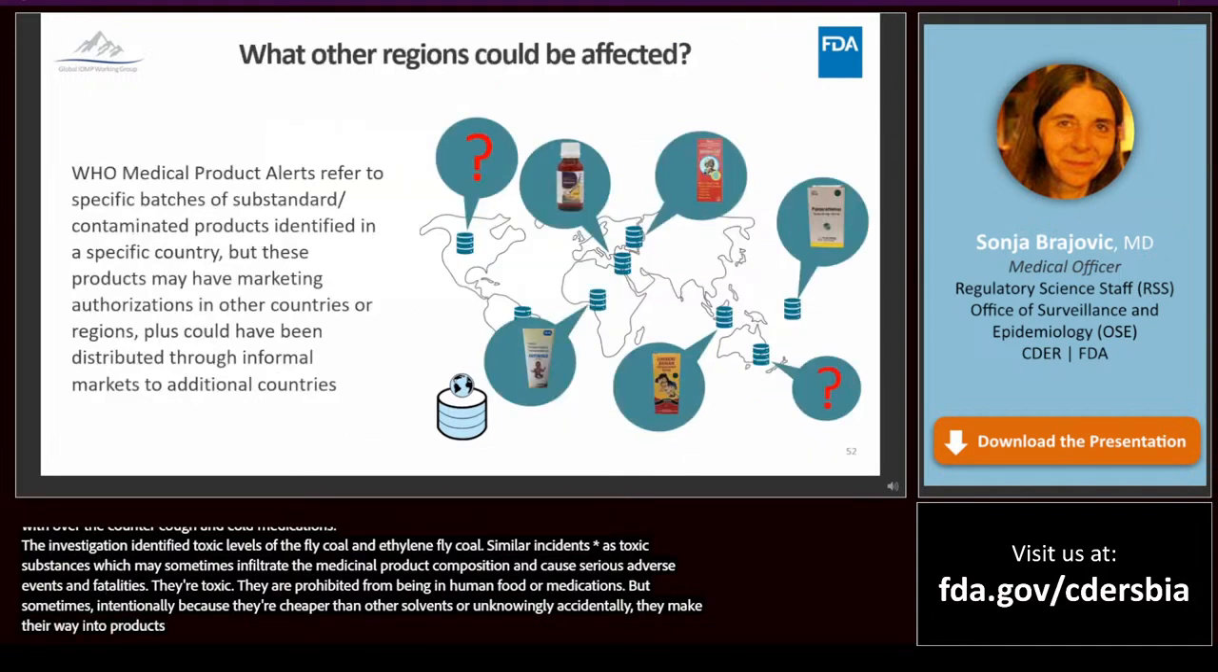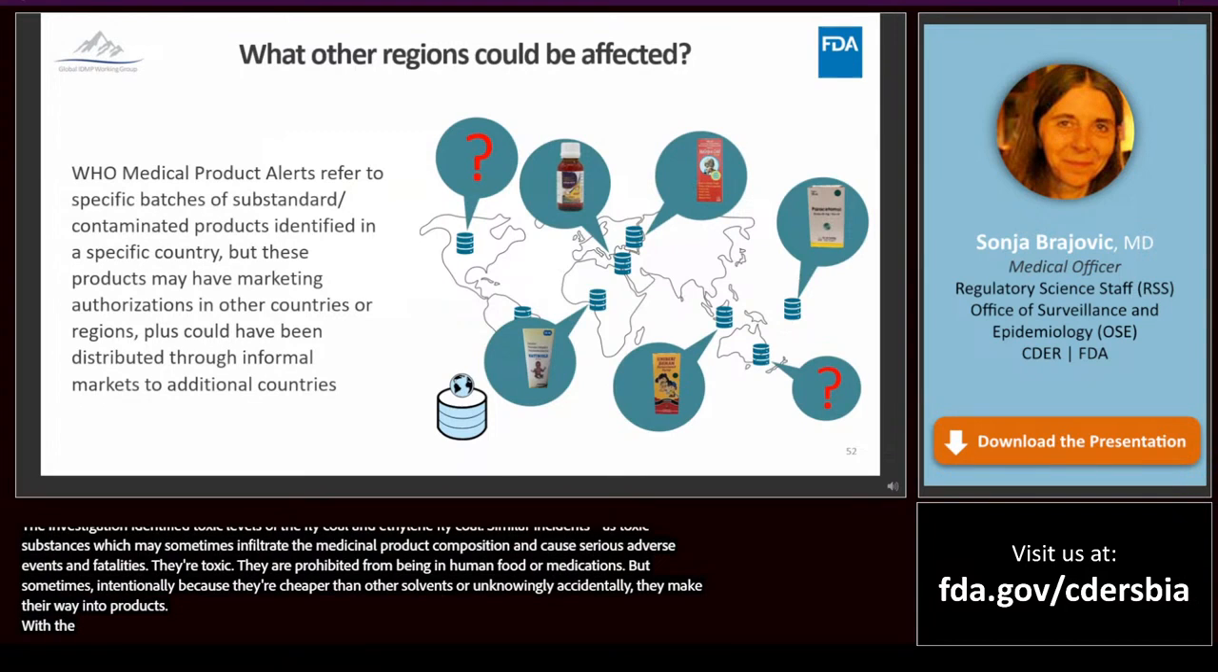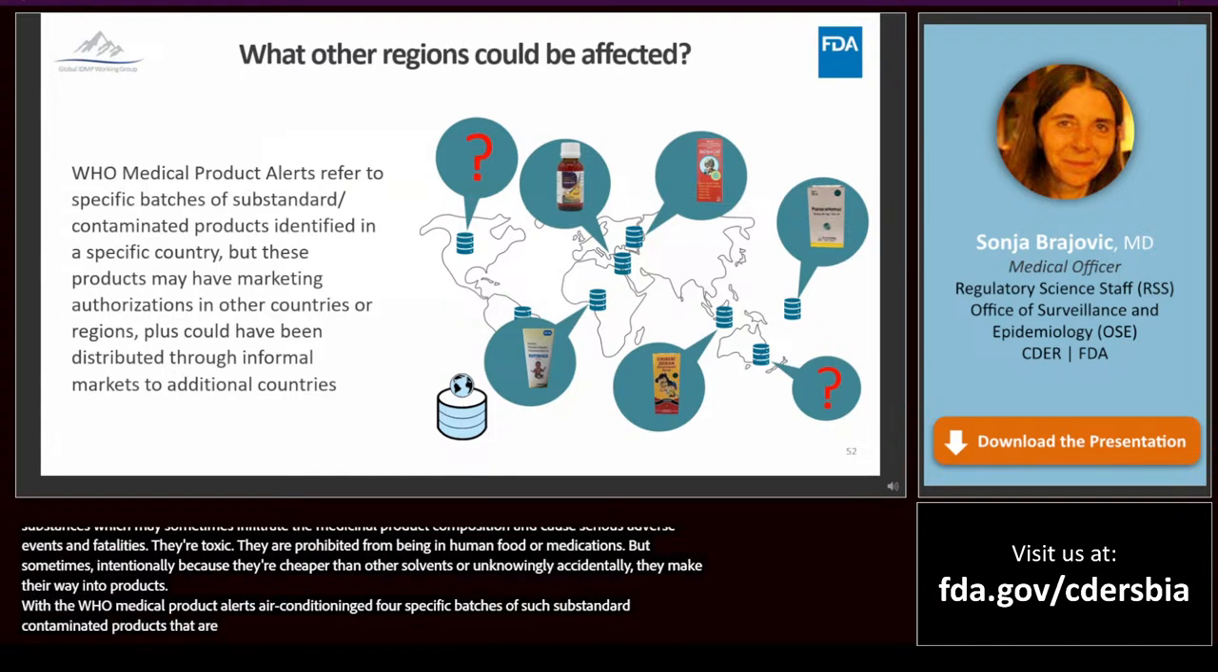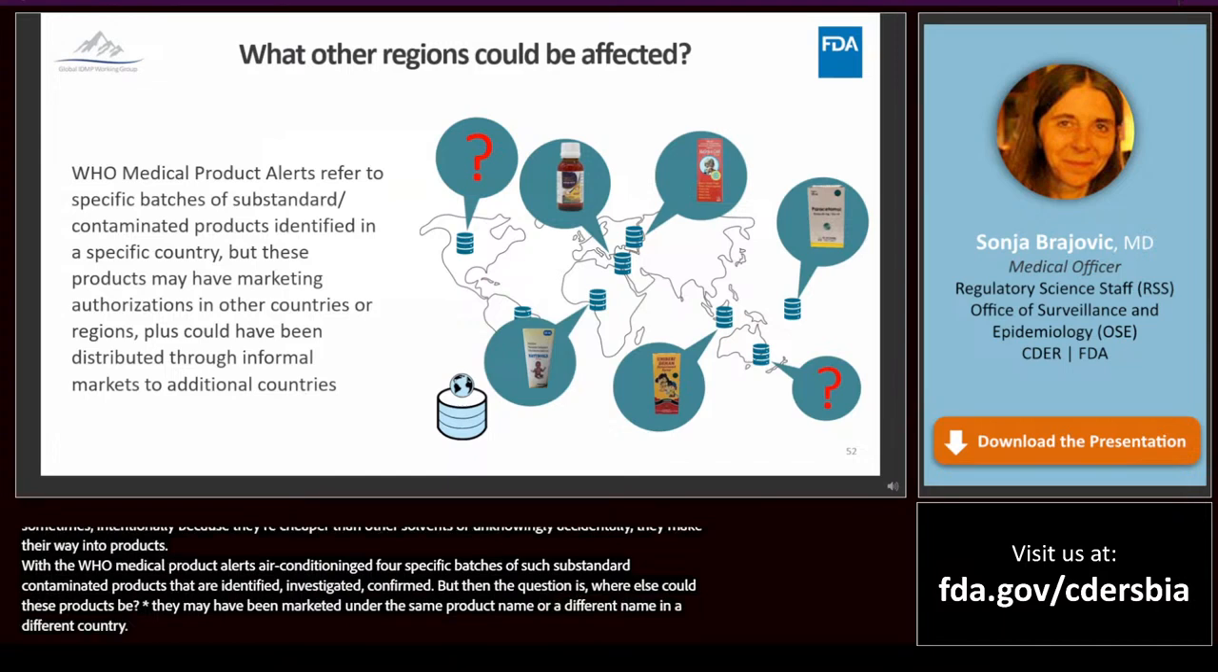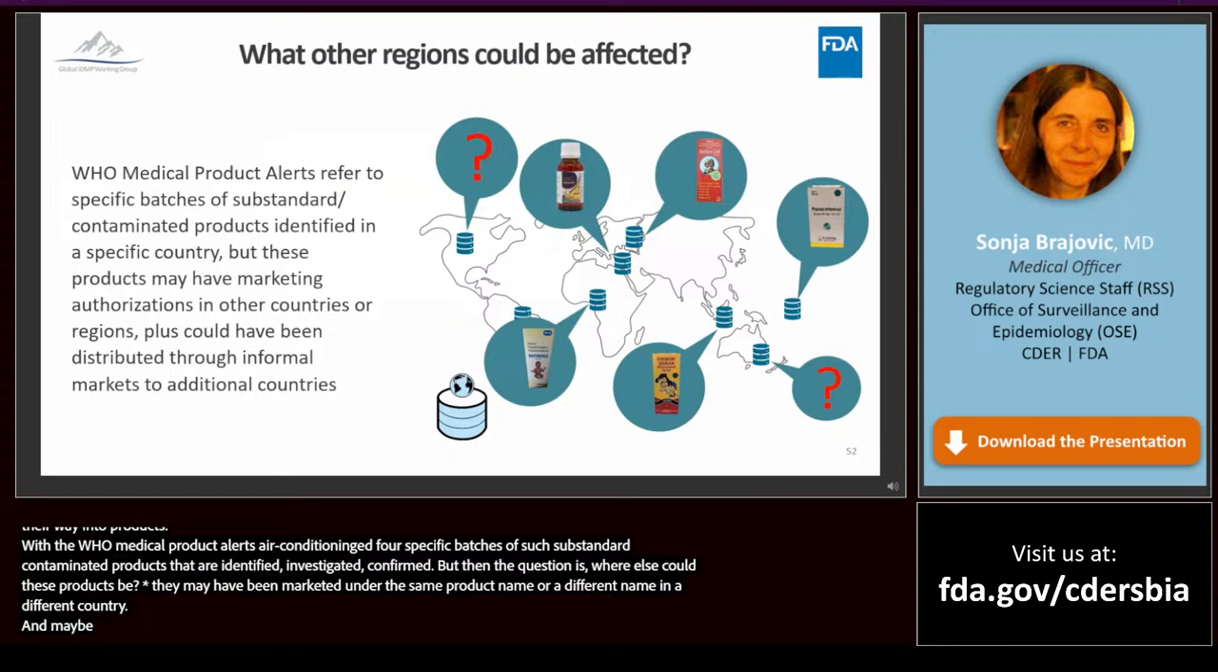The WHO medical product alerts are issued for specific batches of such substandard or contaminated products that are identified, investigated, confirmed. But then the question is, where else could these products be? They may have been marketed under the same product name or a different name in a different country, and maybe they're still on a shelf somewhere. So it's important to quickly identify all such products of interest so that action can be taken to protect lives.